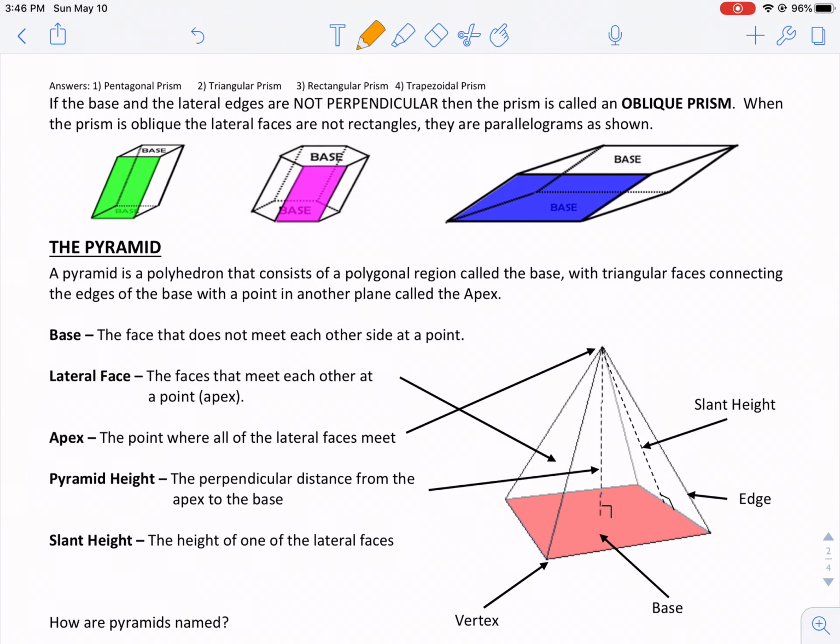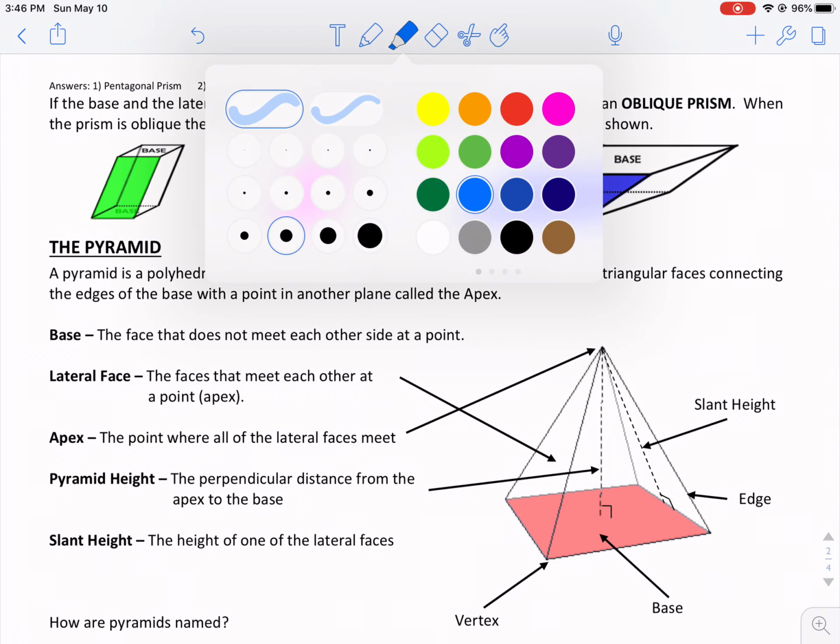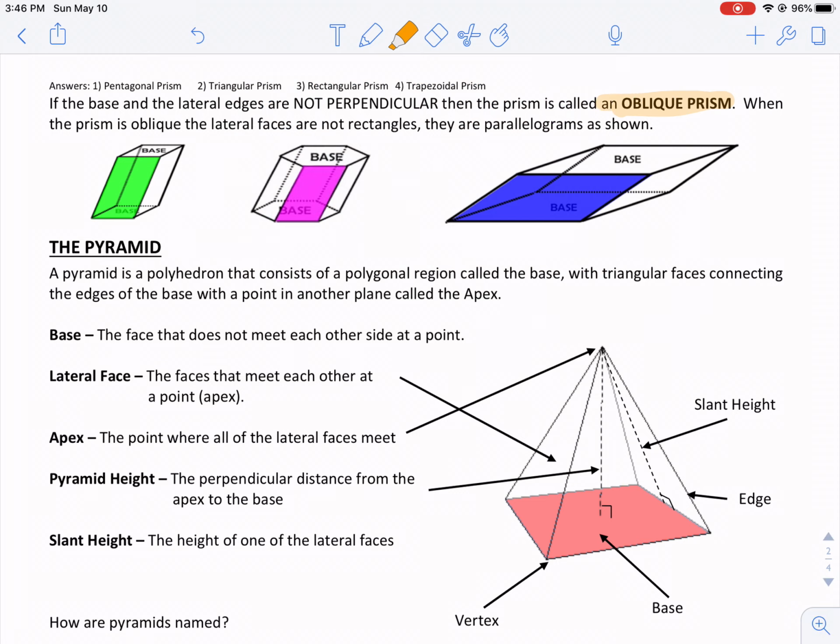Occasionally, and we don't deal with these very often, but we have what's known as an oblique prism. All right, and what it means by oblique is that these sides over here are a parallelogram instead of a rectangle. These lateral faces, the ones that go on beside, are slightly shifted to the left or the right so that they're not perpendicular and they're not rectangles.